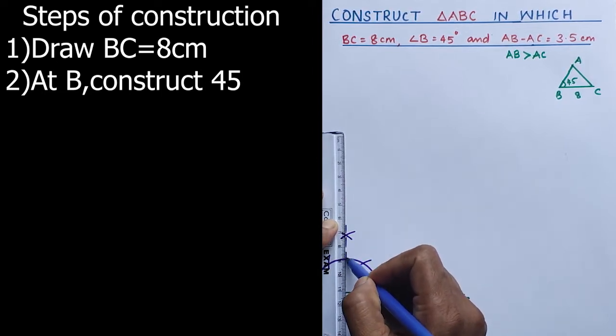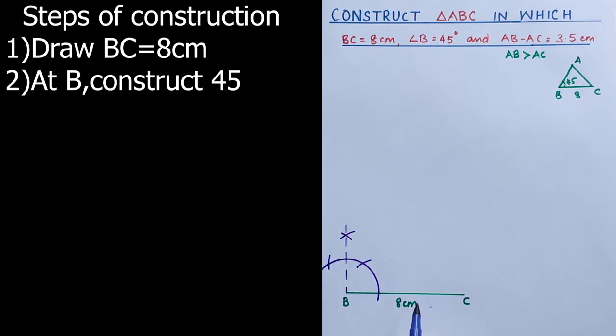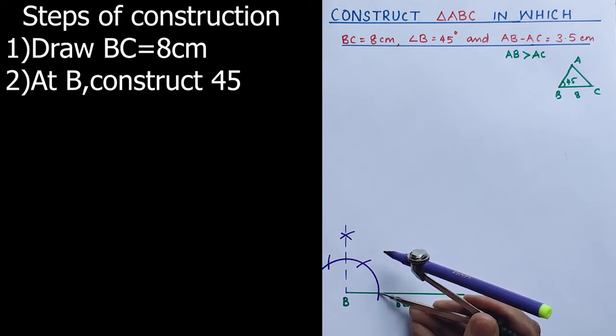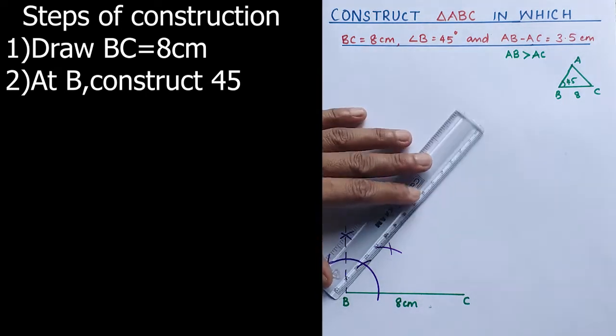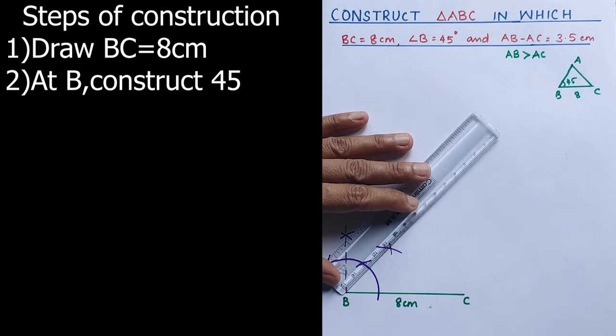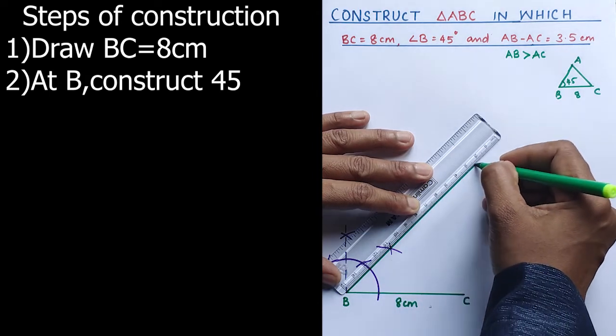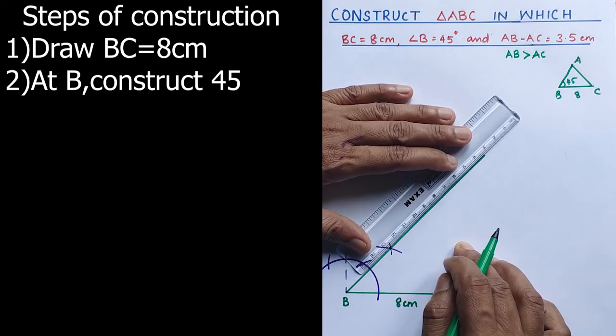This angle is 90 and after bisecting 90 we will get 45 degree. For how to bisect an angle, we know that. Place the metal tip here, draw an arc and place the metal tip over here. That means 90 degree bisector. Join these two, we will get 45 degree. We must extend this one.